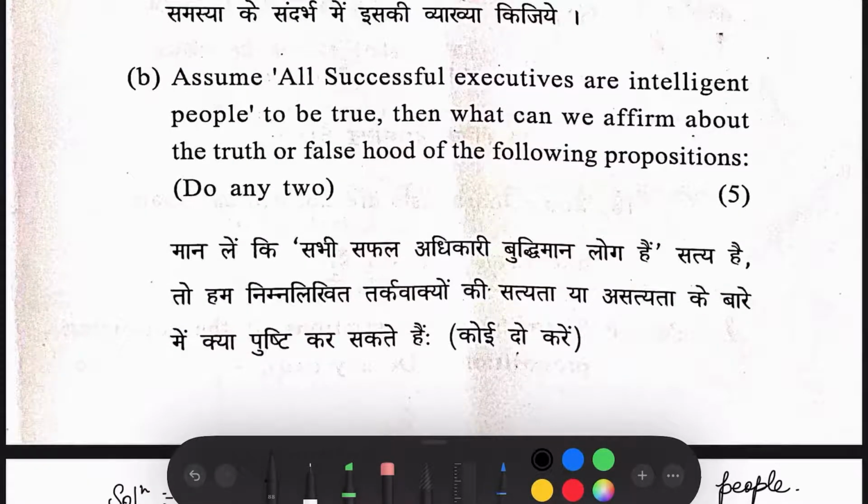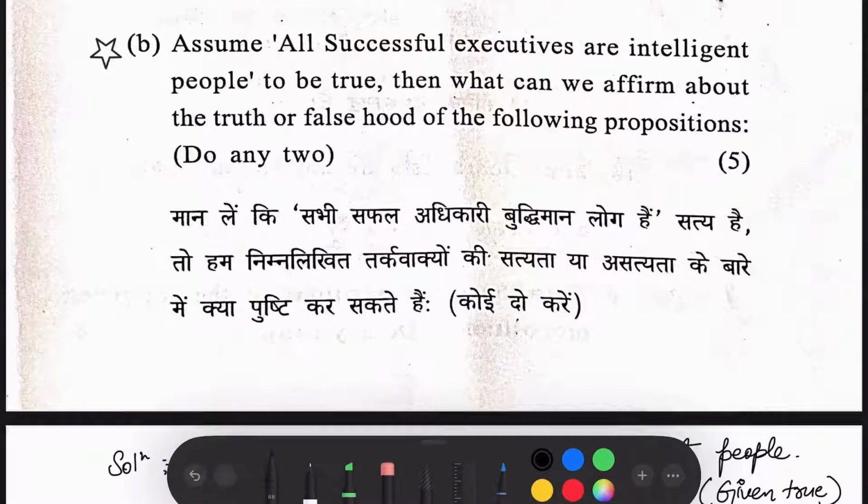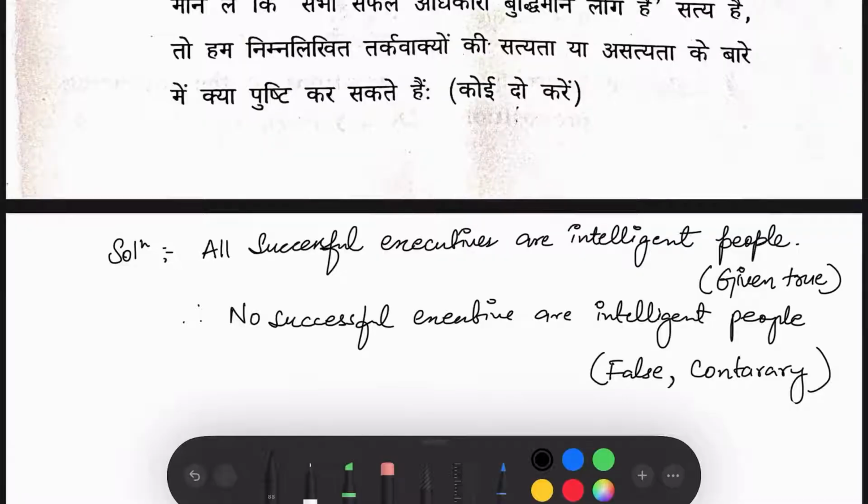Now from the next question your main questions start, where you solve. The first question is: assume all successful executives are intelligent people to be true, then what can be affirmed about the truth or falsehood of the following propositions? This question is out of 5 marks. So first, how do you attempt it?